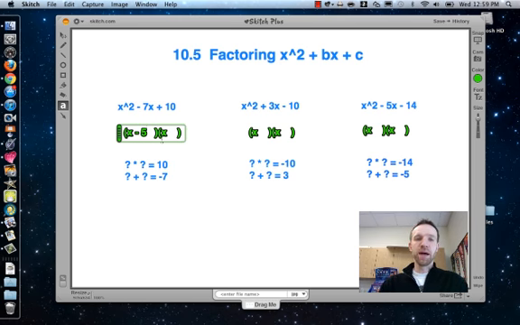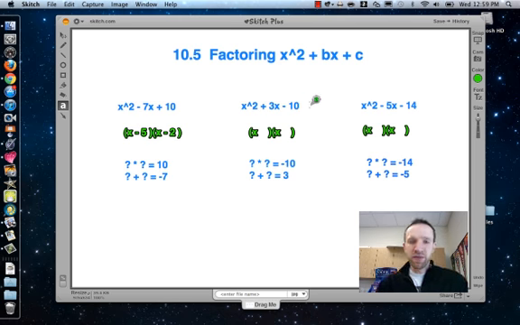So this becomes my answer. So I plug this into these parentheses here to make it look like it's in factored form. x minus 5 times x minus 2 is the final answer. Pretty cool. Let's try the second one.